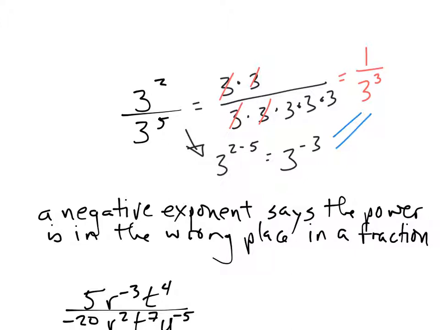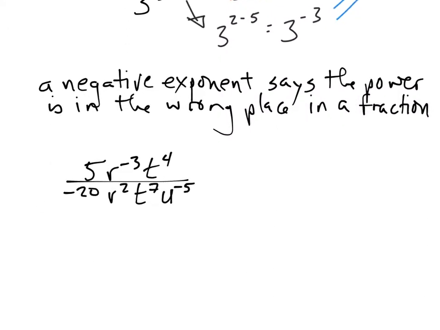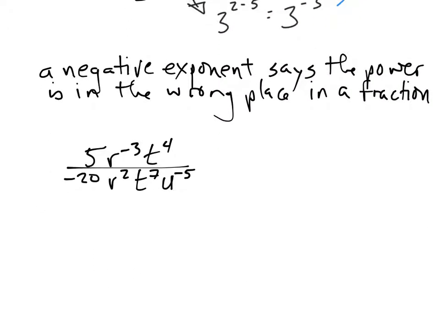So let's try this problem here. We have 5 r to the negative third, t to the fourth, and then negative 20, r squared, t to the 7th, and u to the negative 5th power.